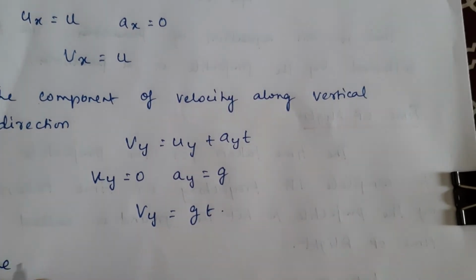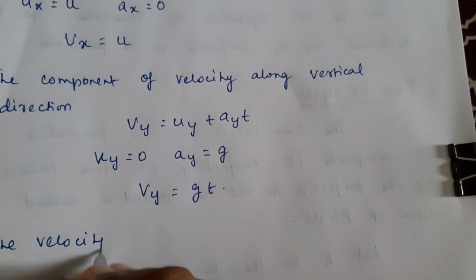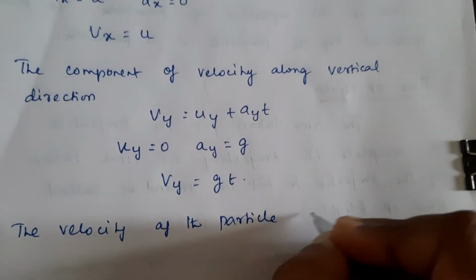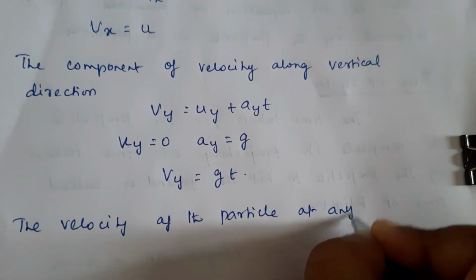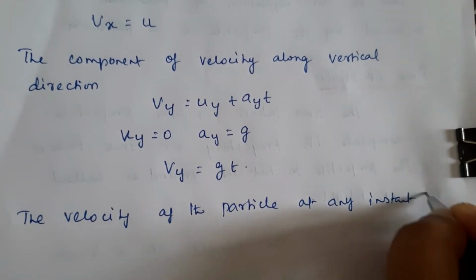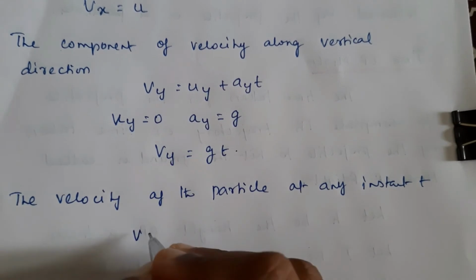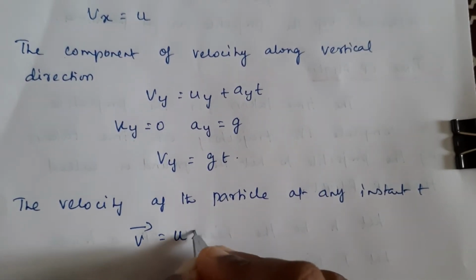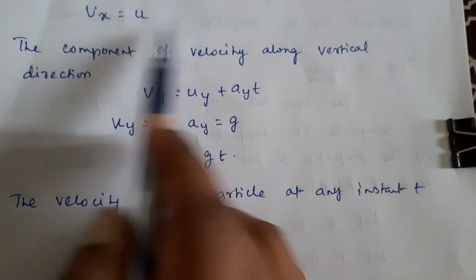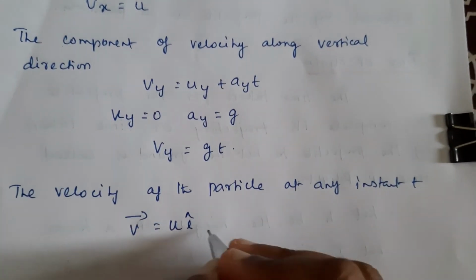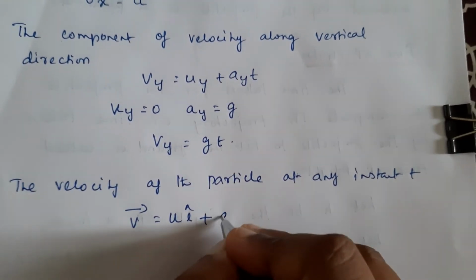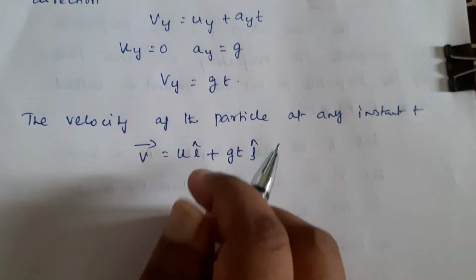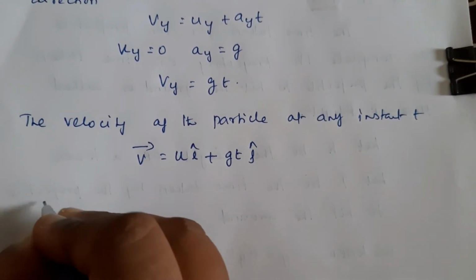Now we have got the velocity in x direction and the velocity in y direction. So the velocity of the particle at any instant t is v vector is equal to u into i vector, because this is in the x direction, plus g t into j vector, because this is in the y direction. Now you can go for finding the speed.